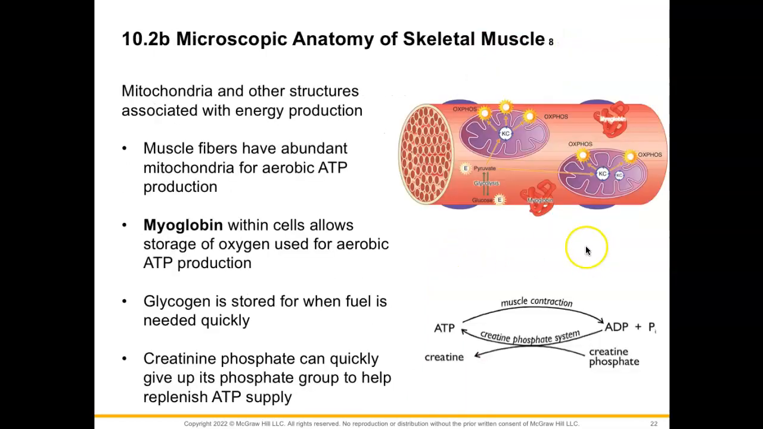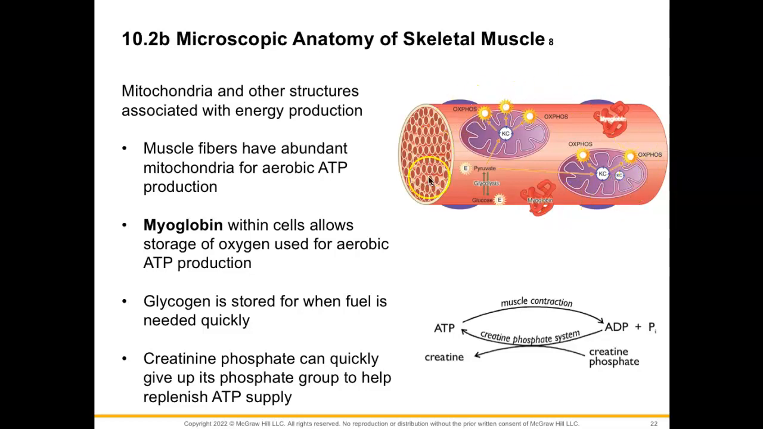Now let's talk about some of the other structures we find within our muscle cell. We are going to have lots of mitochondria in here in most of our skeletal muscle, and that really is in place for aerobic ATP production, which is going to call upon oxygen. So we'll get into that a little bit more later. But another thing we need to mention are these myoglobin molecules. These are within our cells and will allow storage of oxygen so that we can use it during aerobic ATP production. So we'll see this in more of our slow twitch muscle fibers, which we'll get into later.